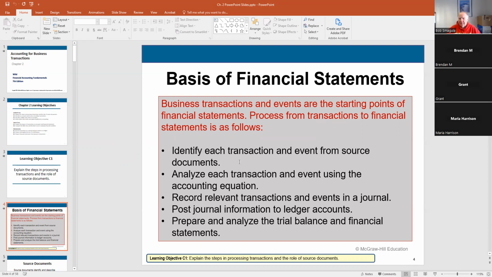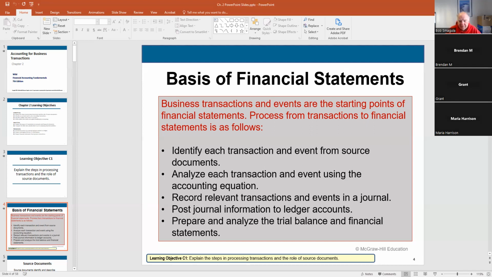It could be a lot of different things. A cash register tape. It could be an invoice. It could be a bill. It could be anything, but it drives a transaction. Analyze each transaction and event using our famous accounting equation, assets equal liabilities plus equity. Record the relevant transactions in a journal, and then we post to the ledger. And then after we've posted everything to the general ledger, we're ready to prepare our financial statements.